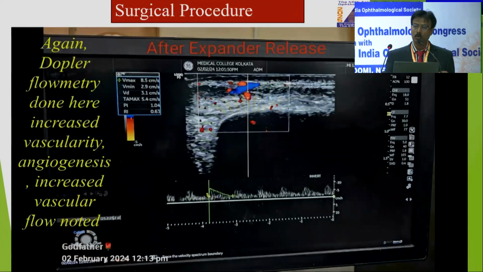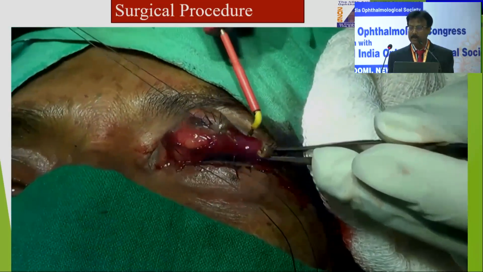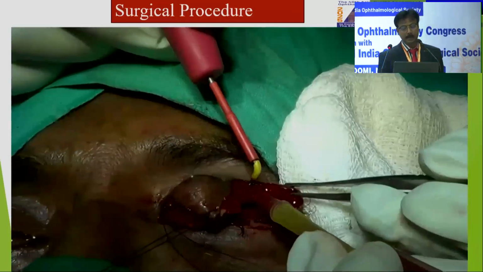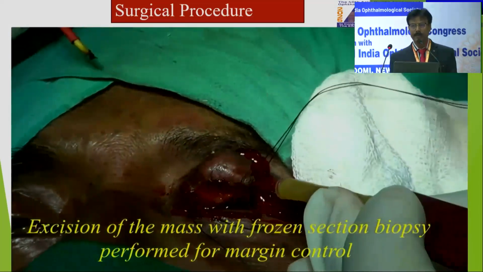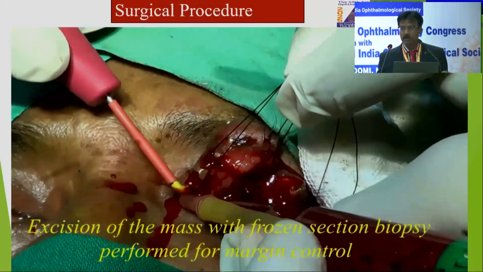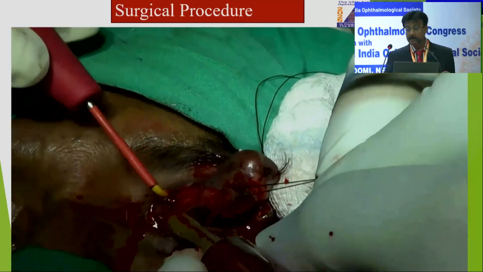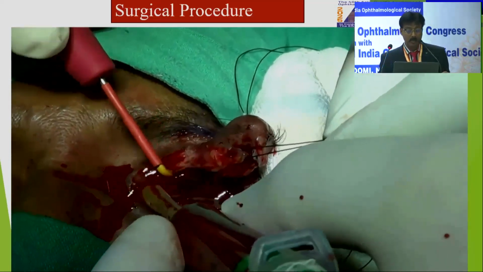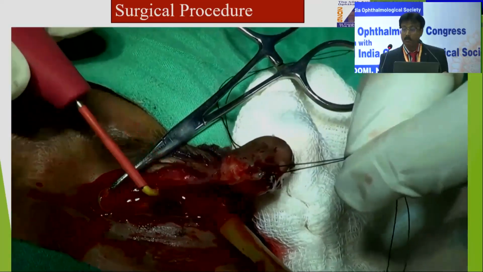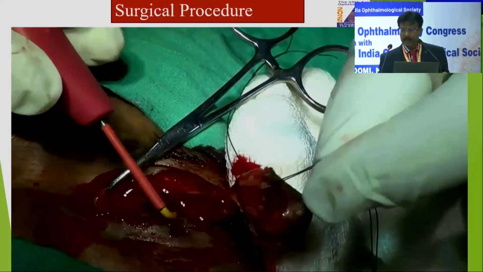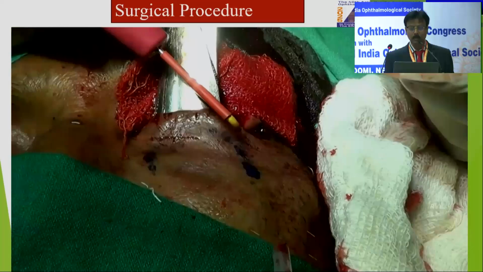Now we go over to the mainstream, the usual Cutler-Beard procedure, where a rectangular defect is created. If it is a malignant tumor in the upper lid, the rule is 4 millimeter margin all around with a frozen section biopsy to prevent recurrence of the disease. This is stage 1 of the Cutler-Beard procedure: removal of the tissue, wide excision with frozen section biopsy to prevent recurrence. After that, we do an advancement flap from the lower lid.